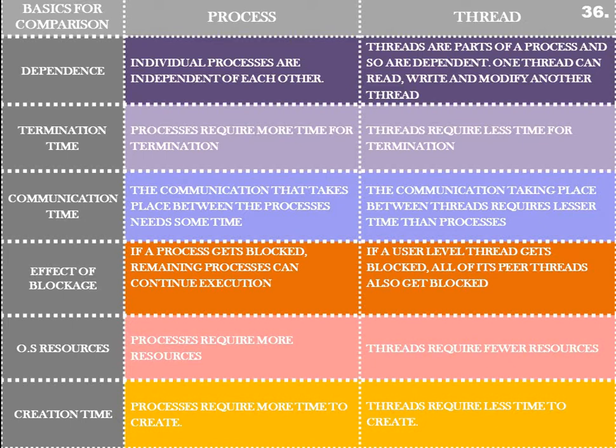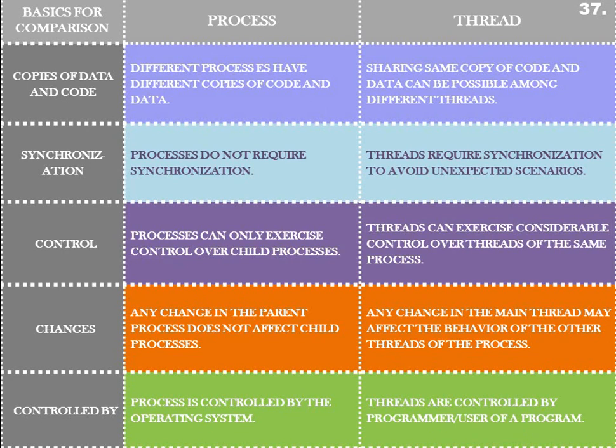Processes require more resources, more CPU time or more memory space, while threads require fewer resources because they are lightweight and they reside inside a process. Processes require more time to create, while threads require less time to create as compared to a process.